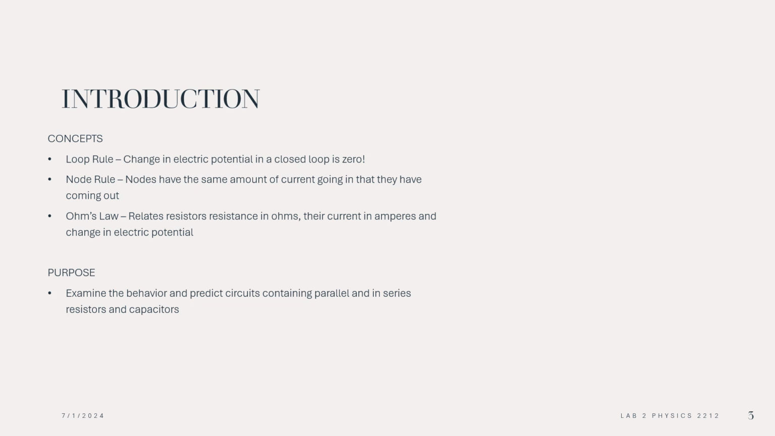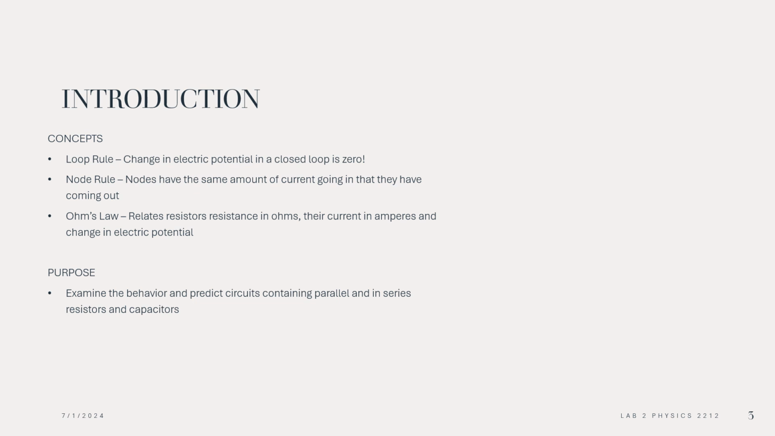Going over this introduction first, I'm just talking about the concepts first. We're dealing with the loop rule, the node rule, and Ohm's law. The loop rule is that the change in electric potential in a closed loop is zero! The node rule is that nodes have the same current going in as coming out. Should have put an exclamation point there because it's just as important. And then we have Ohm's law, which relates resistance in ohms, current in amperes, and change in electric potential. So essentially this is where we get the equation delta V is equal to I times R.